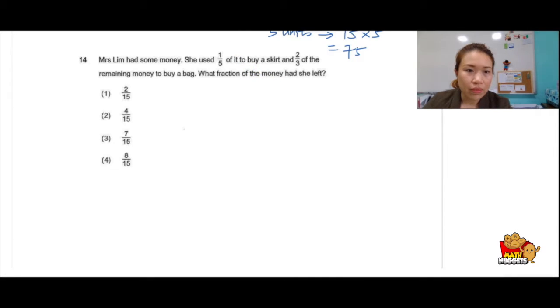Question 14. So, fractions question, please take note. 1/5 of it, 2/3 of the remaining money. So the fractions are not referring to the same whole. If they're not referring to the same whole, you cannot change to the same denominator. So if you cannot change to the same denominator, perhaps you would like to draw the model for this.